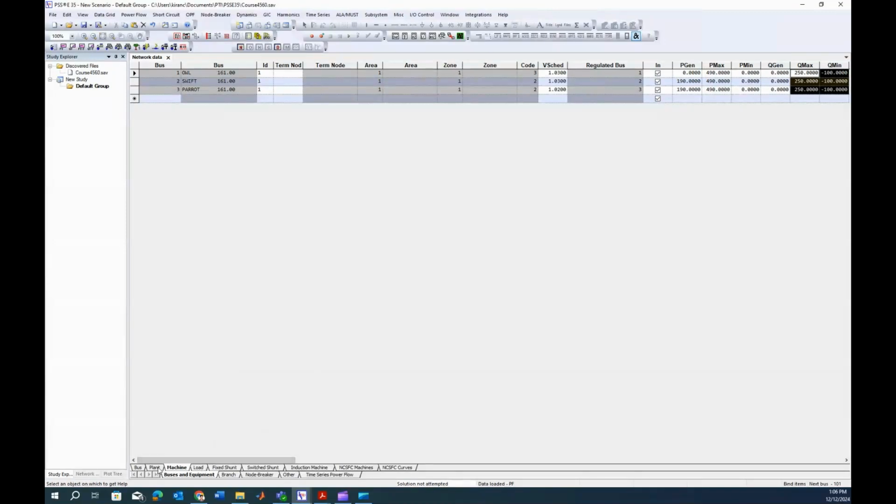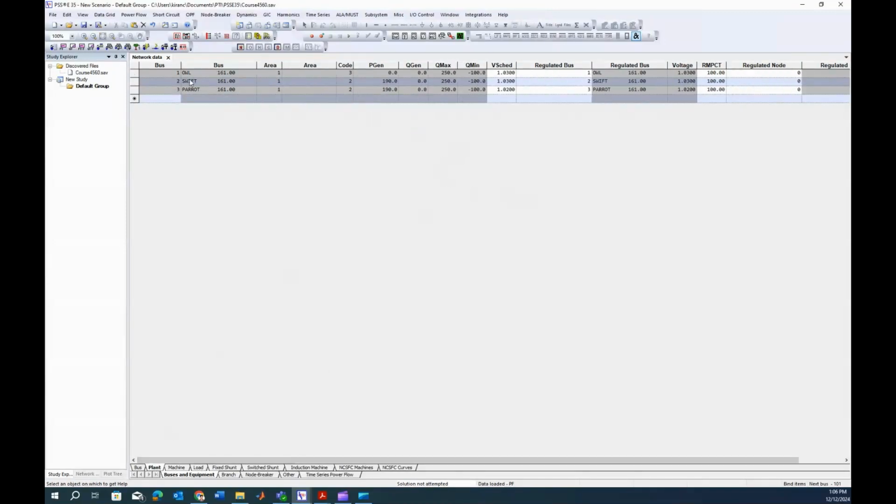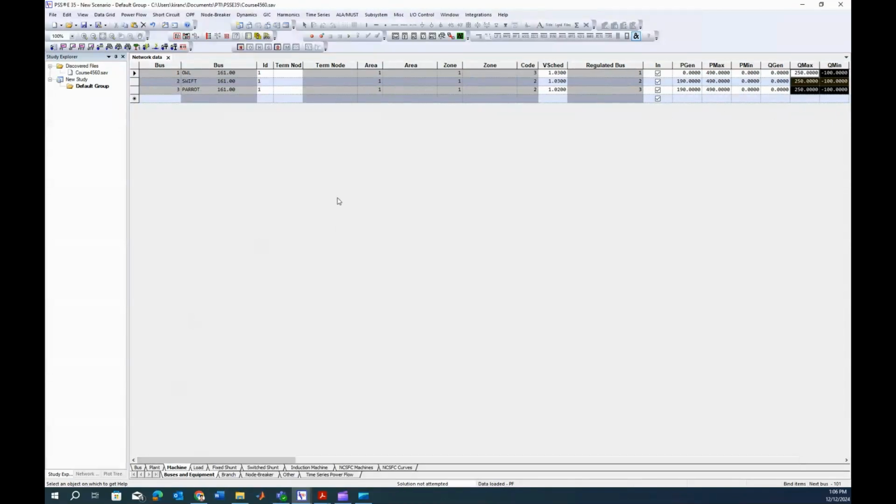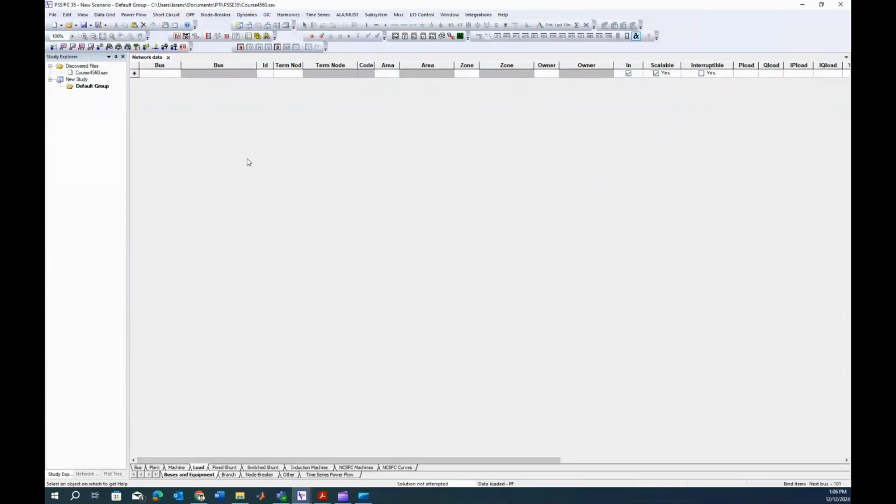After the machines, you can see that the plant data is automatically updated because those are the 3 plants that you have. So you don't have to worry about entering the plant data yourself. If you enter the machine data and give your voltage schedule and everything else, the plant data will be auto-fed.